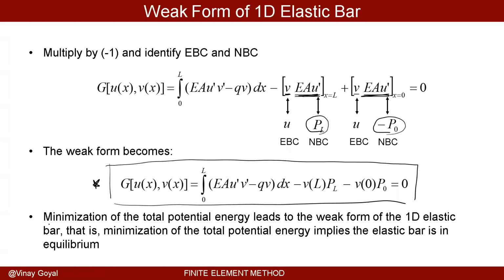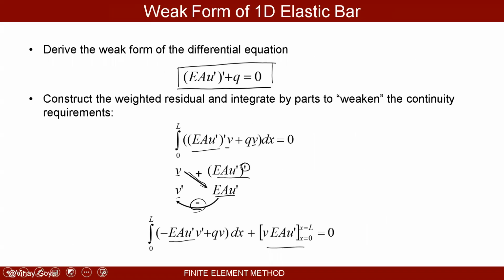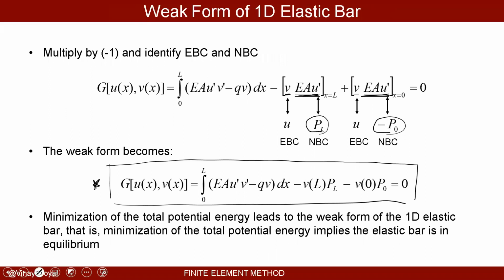Isn't that expression the same expression I got by minimizing the total potential energy with respect to U? This equation right here matches the weak form. It matches this. So minimization of total potential energy leads to the weak form of the 1D elastic bar. That is, minimization of the total potential energy also implies that the elastic bar is in equilibrium.